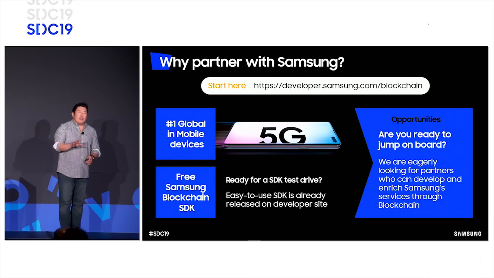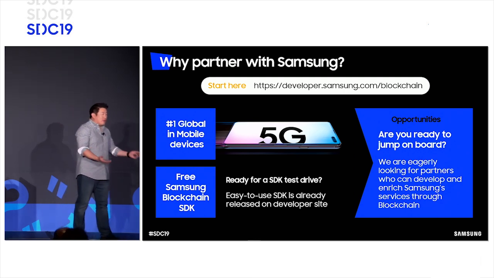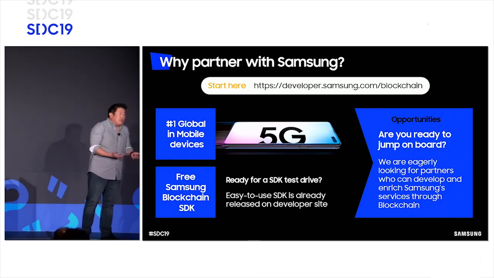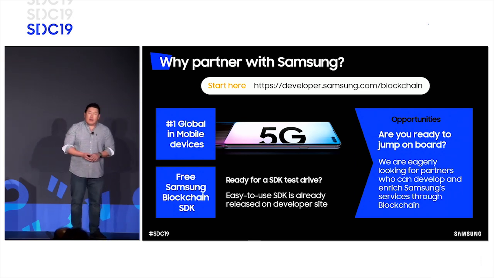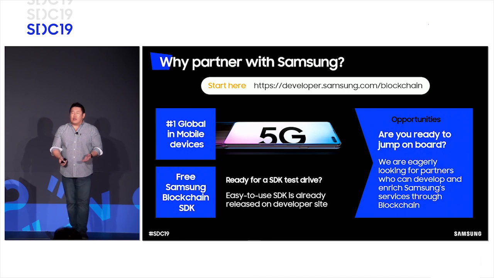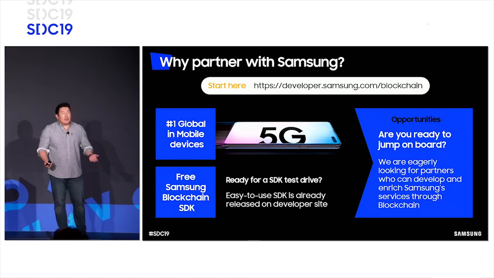You want to increase your business. You want to grow your business. You want to grow your community, your own ecosystem. Let's do it together. What's our biggest selling point? We have the number one mobile market share when it comes to connected devices. We have the legs, the muscle, the strength to get you the exposure you need. And we also have the marketing team to get your information passed across.